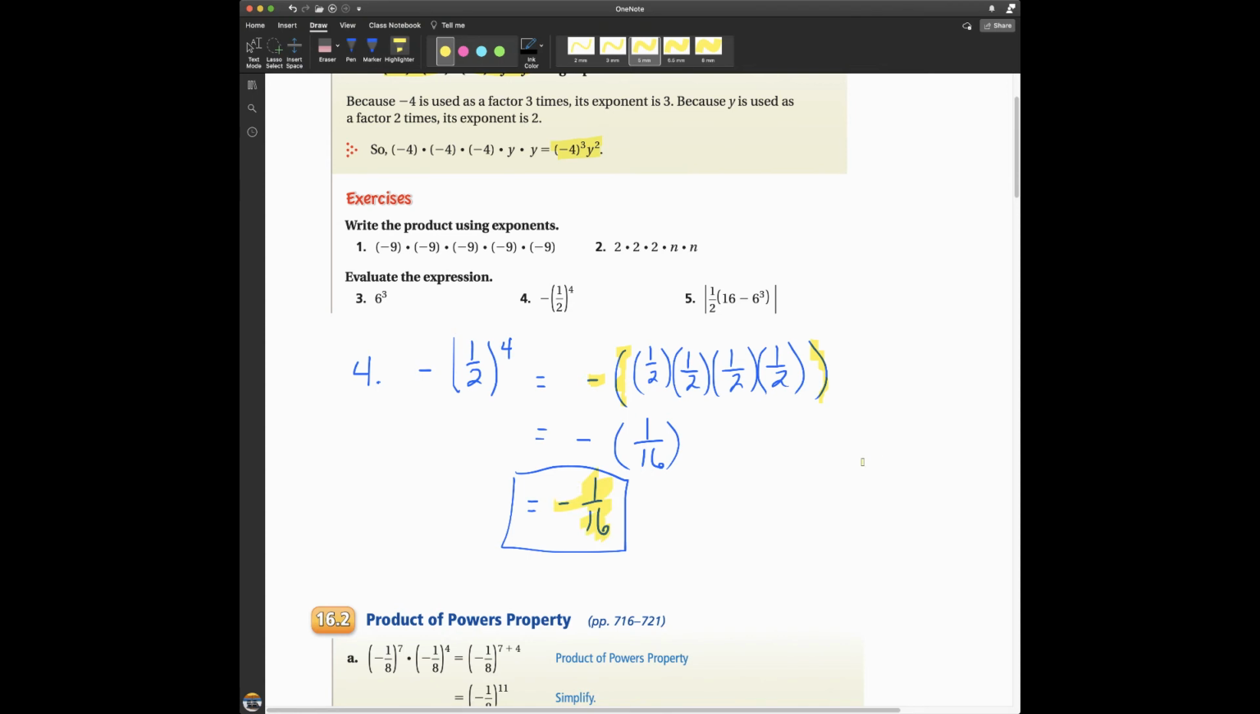So the video is going to stop right now, and you guys can work out the other problems in this section, and you'll see the answer key at the end.